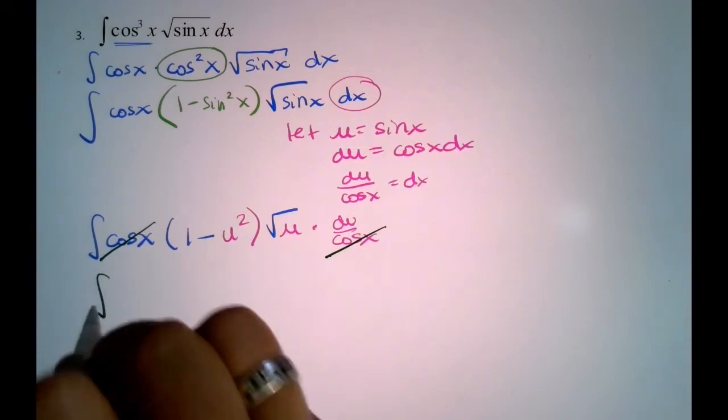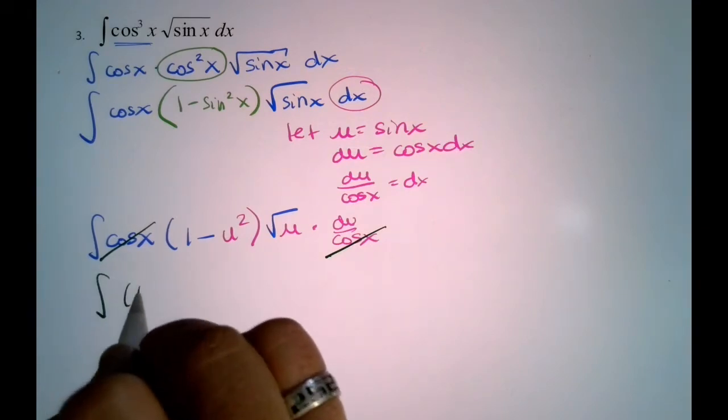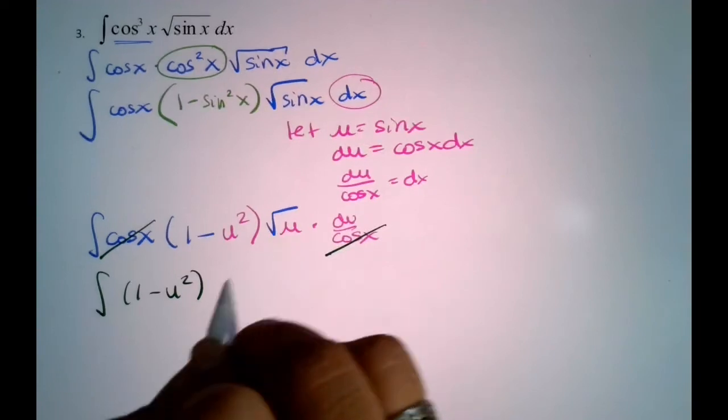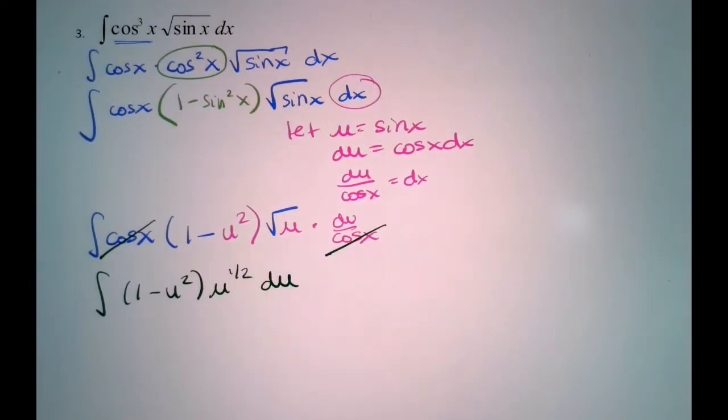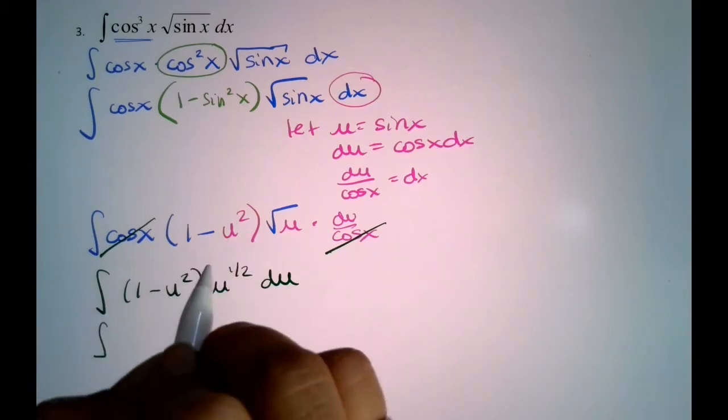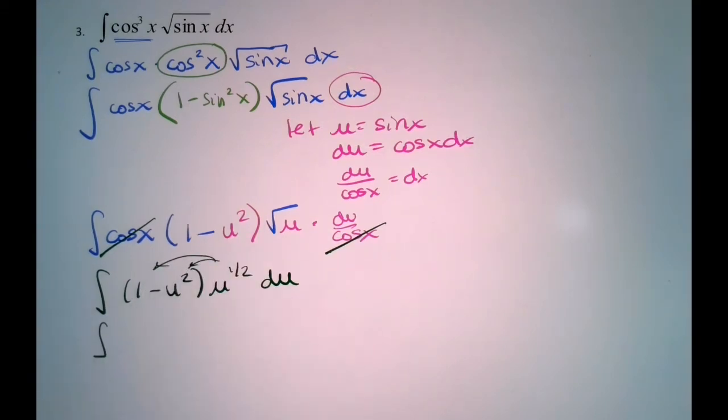Well, I've got this integral that's really 1 minus u squared, and I'm going to write the square root of u as u to the 1/2. I'm going to employ the same strategy that we did in the last example. I don't have a product rule for integrals, but I can easily distribute that u to the 1/2 through here.